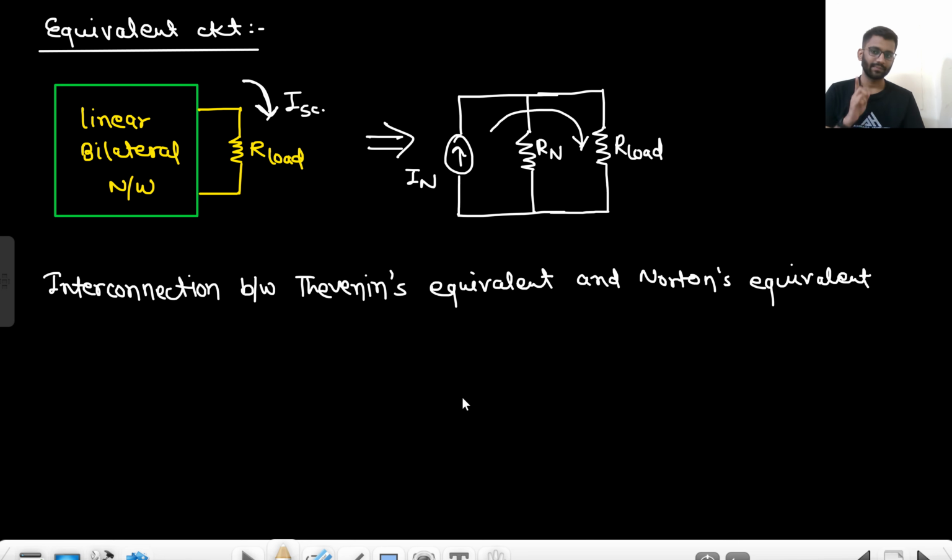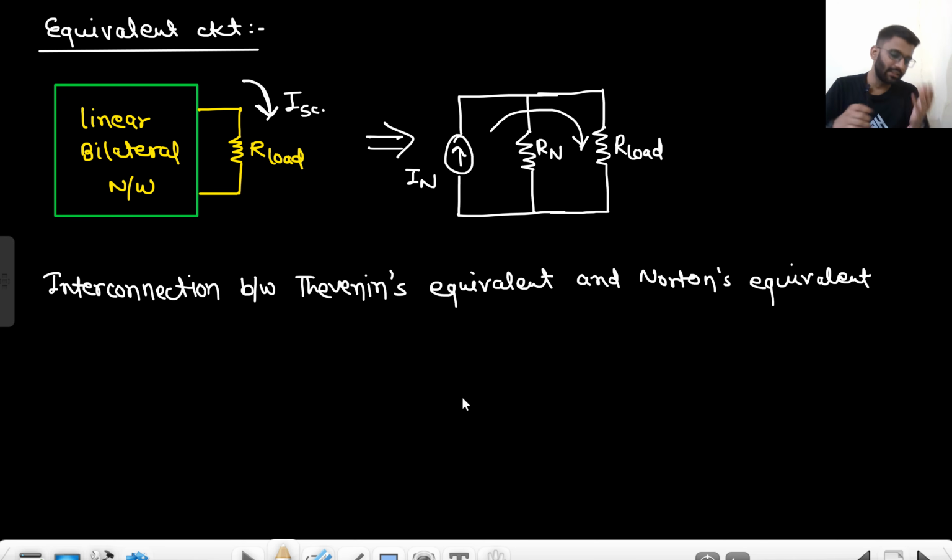So your direction of IN should be such that in R load the ISC current goes like this only. Are you getting my point? Your ISC is from up to down. So your current direction in the bilateral network should be like this, so that your current goes like this only in the R load network. The current in R load is from up to down. So here I will make the current source like this, so that my current goes in R load from up to down only.